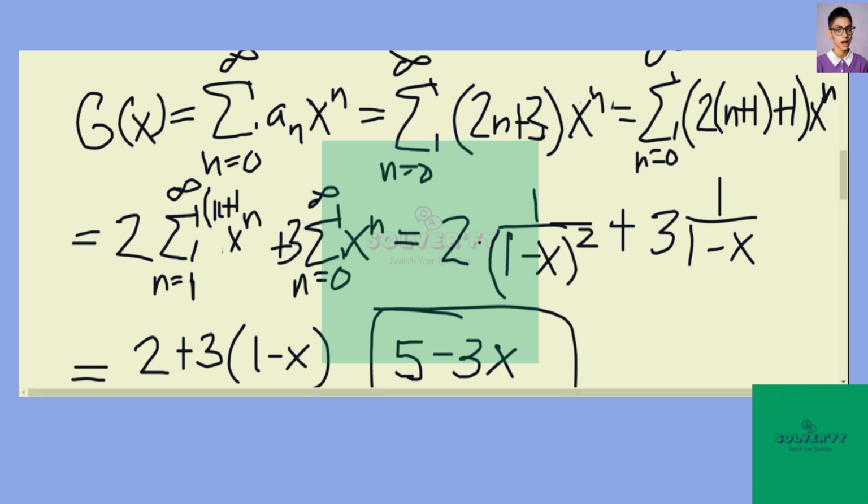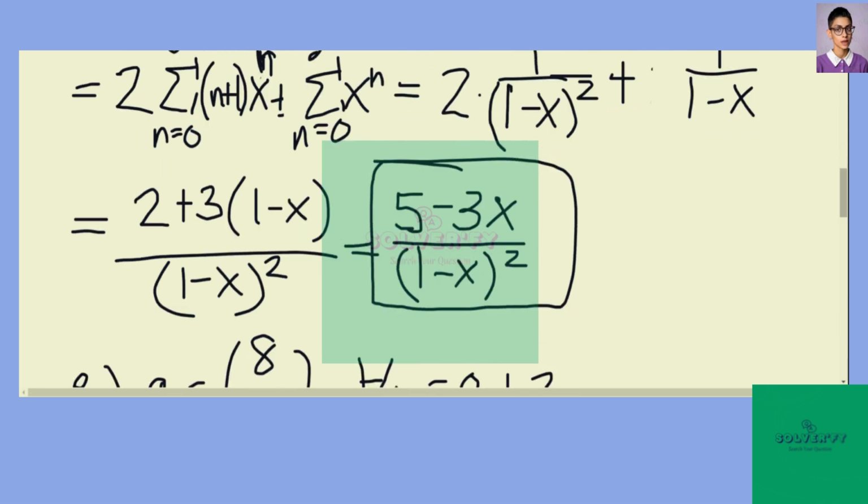And this is equal to 2 times the sum from n equals 0 to infinity of n plus 1 x to the n plus 1 times the sum from n equals 0 to infinity of x to the n, and this becomes 2 times 1 over 1 minus x squared plus 1 over 1 minus x, or 2 plus 1 minus x over 1 minus x squared, which is equal to 3 minus x over 1 minus x squared. Okay.